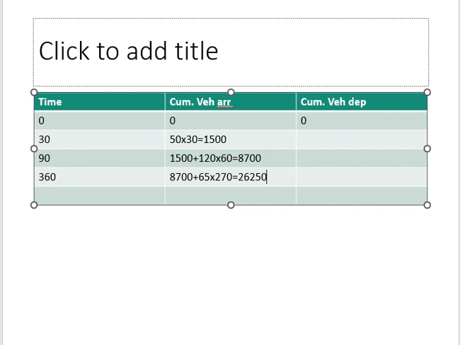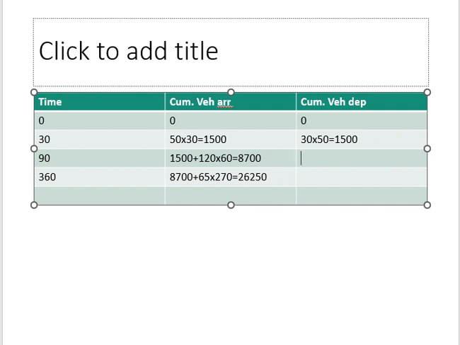Okay. Now vehicles departed. Now we are talking about vehicles leaving. In the first 30 minutes, what was the rate at which the vehicles were leaving? Same, right? Because it was less than capacity. When they were coming at 50, they were leaving at 50 per minute as well, because it was less than capacity. So there was no queue up till this point. In the first 30 minutes, no queue, no problem.